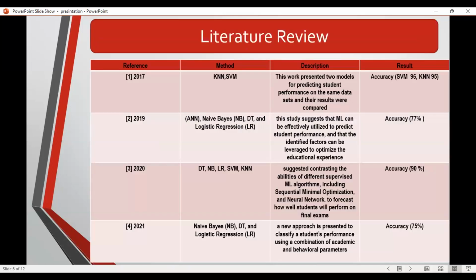Here we have some previous studies. In this table, we mentioned reference for each study, and method, including algorithm used: KNN, SVM, naive Bayes, decision tree, logistic regression, and so on. Also, I mentioned a simple description for each study. And also here we have the accuracy for each study. We notice that the SVM algorithm and KNN algorithm achieved the highest accuracy.